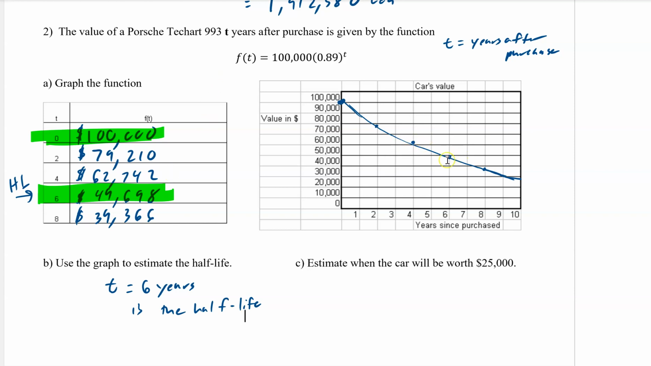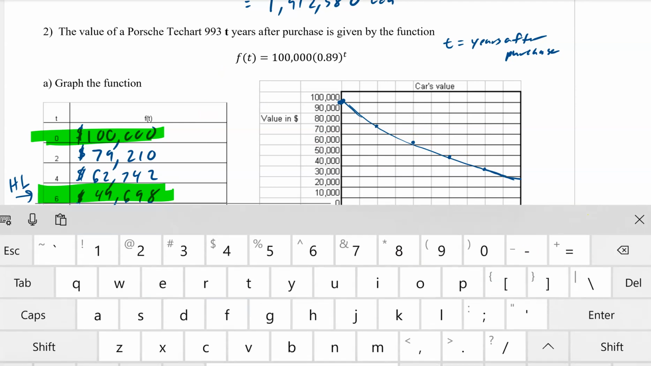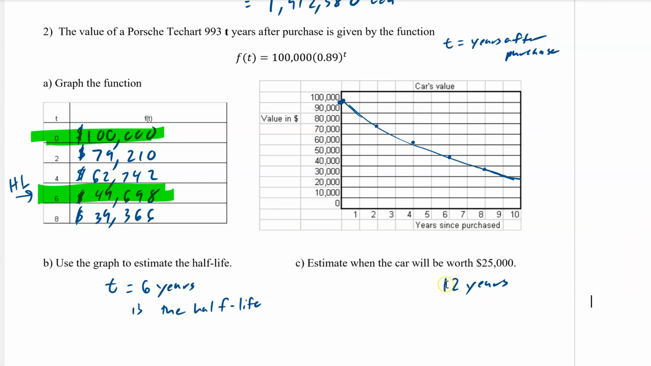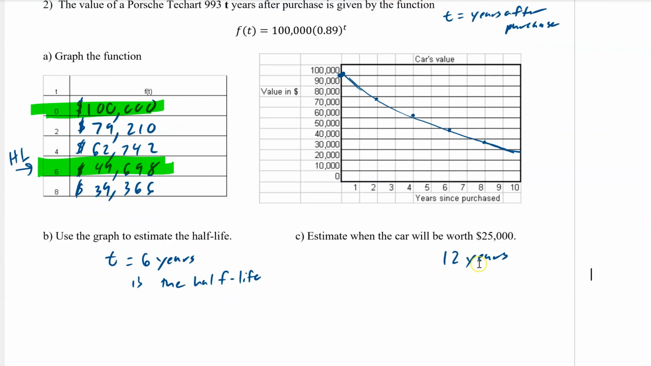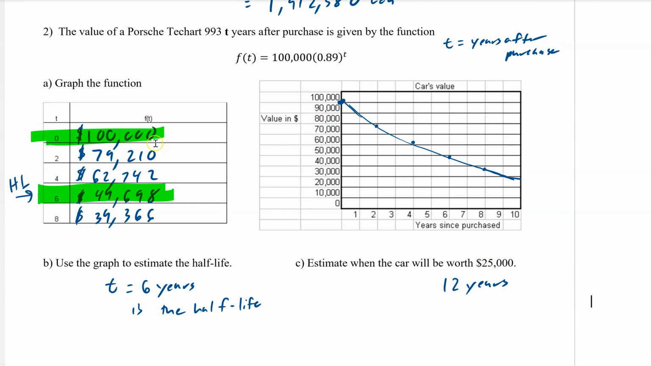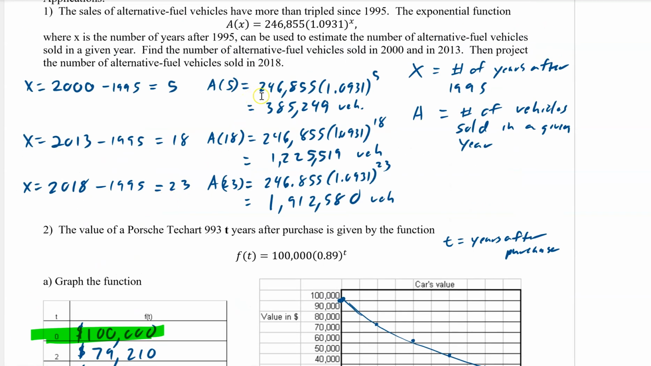So in 12 years, we would estimate that to be worth $25,000. So when will the car be worth $25,000? 12 years later. And that's it. So you can plug these numbers in and you can actually see when something gets cut in half. That's the half-life. You could even come up here and look for the doubling rate. So if we had our 246, once you find out when it becomes 500,000, that's how often it will double. All right, thank you.